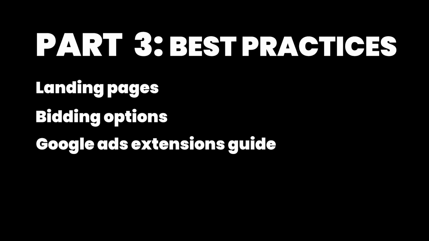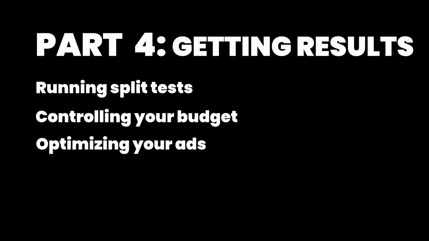Last but not least, we'll be talking about results, because that's what it's all about. You want to get results in your campaign. So we'll be talking about running split tests. We'll be talking about how to control your budget, extremely important. And I might even throw in how to optimize your ads. I'm not sure if I can make it a whole section, but maybe I'll try and see what I do with that part over there. So we still got a lot to cover, so let's get into it.